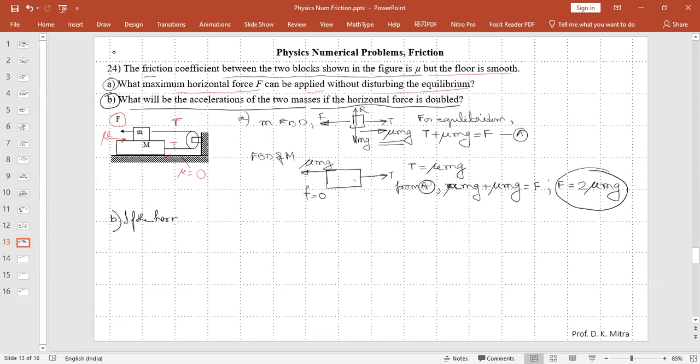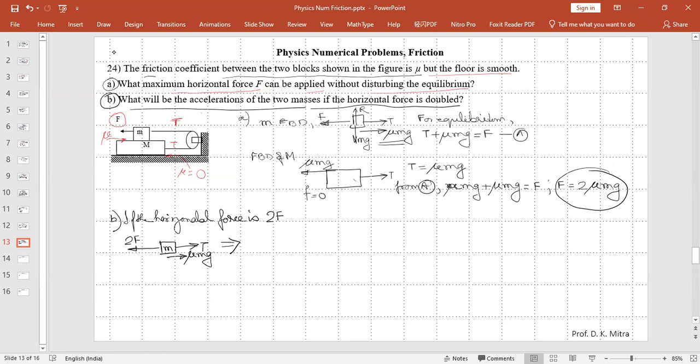That means second part is the horizontal force doubled, that means 2F in place of F. Again, in this case, if we take the smaller body as m, then the force applied towards left is 2F, and force applied towards right is tension T. It's a new tension, it's not the same tension, it's a new tension T. Also, there is a frictional force of mu mg as usual.